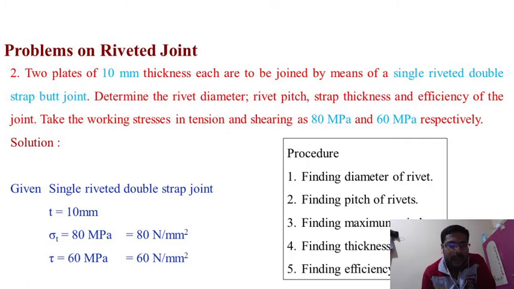Write down the given data. This is a single riveted double strap butt joint. Thickness t is equal to 10 mm. Sigma t is equal to 80 megapascal, which is equal to 80 Newton per mm square; megapascal and Newton per mm square are the same. Second, shear stress tau is equal to 60 megapascal, which is equal to 60 Newton per mm square. So write down the given data.